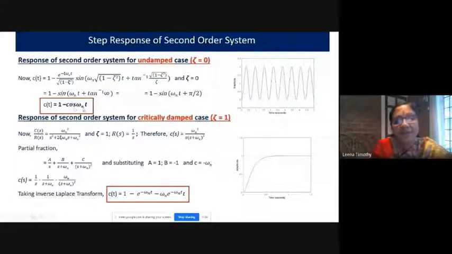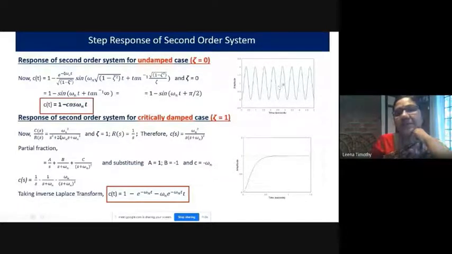1 minus cos omega n t. So the oscillations are sustained. That is why it is called undamped. Here there is no damping out of the oscillations, so it is called an undamped system.